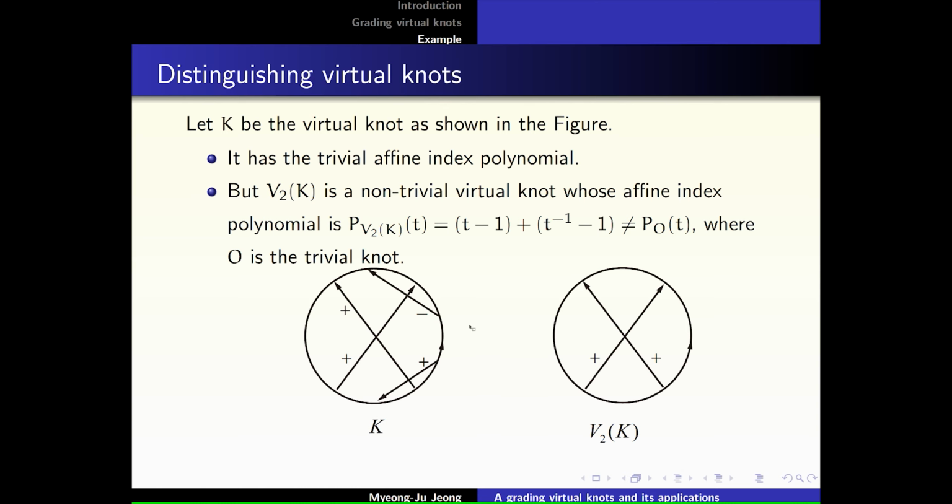Here is an example of distinguishing virtual knots. Actually, K cannot be distinguished from the trivial knot just by using the affine index polynomial. But if we consider V_2 K, then we can show that V_2 K is non-trivial, and so K must be non-trivial.